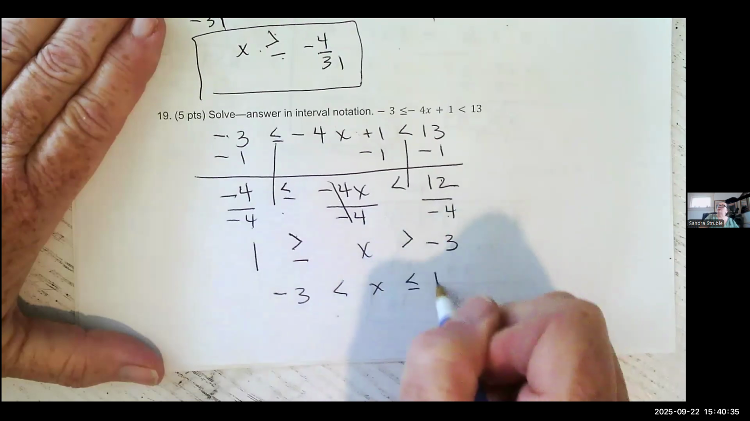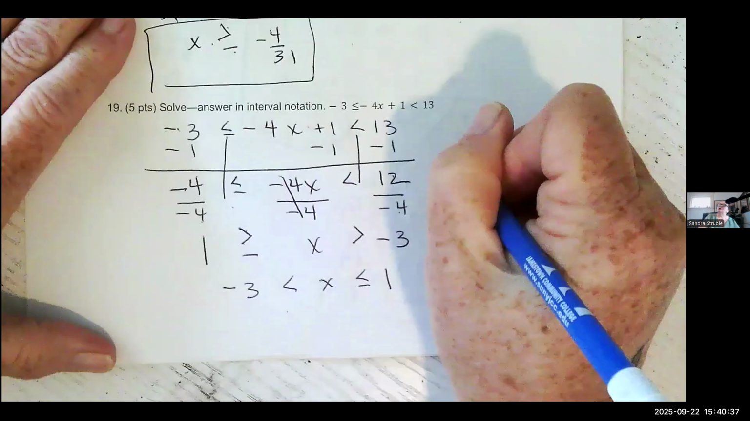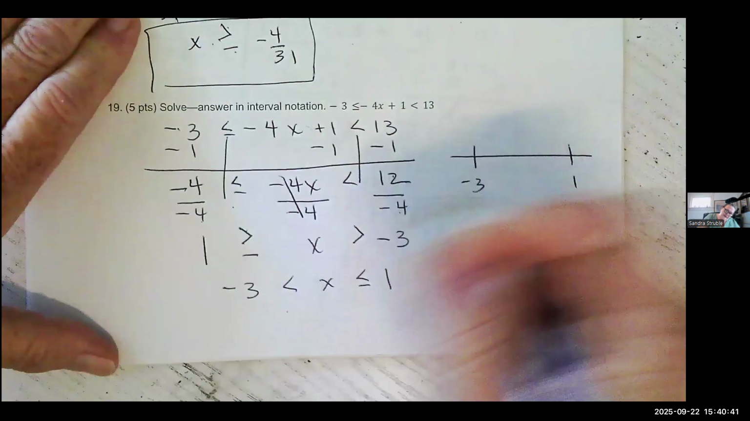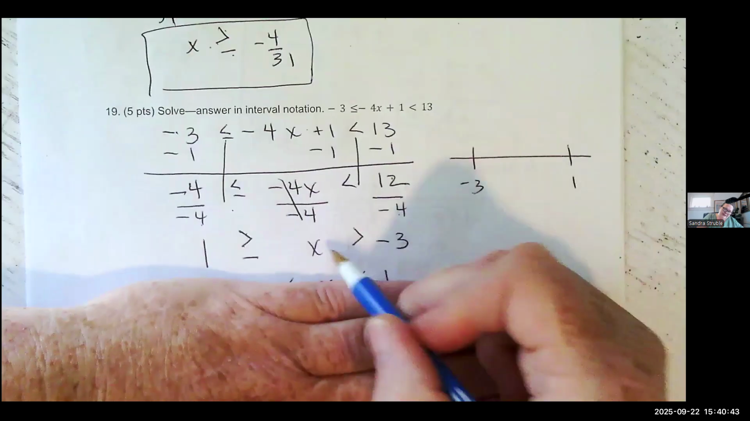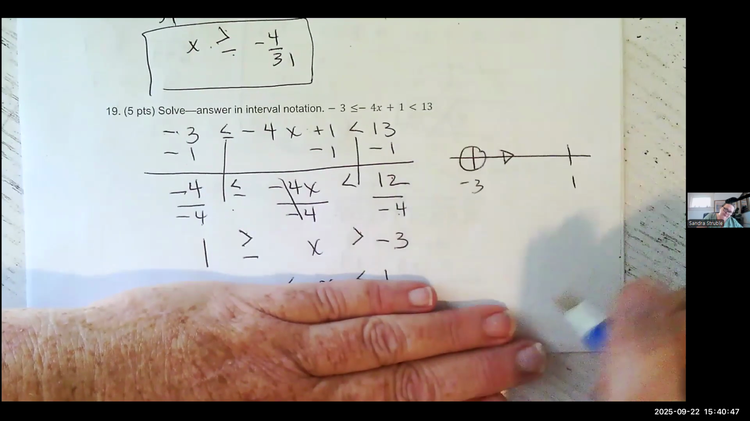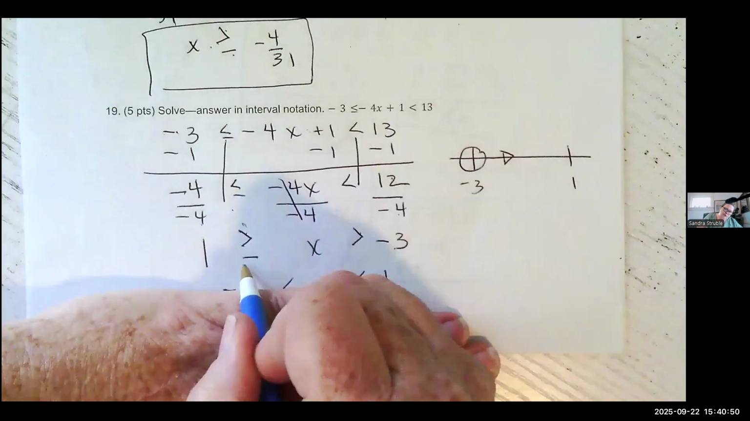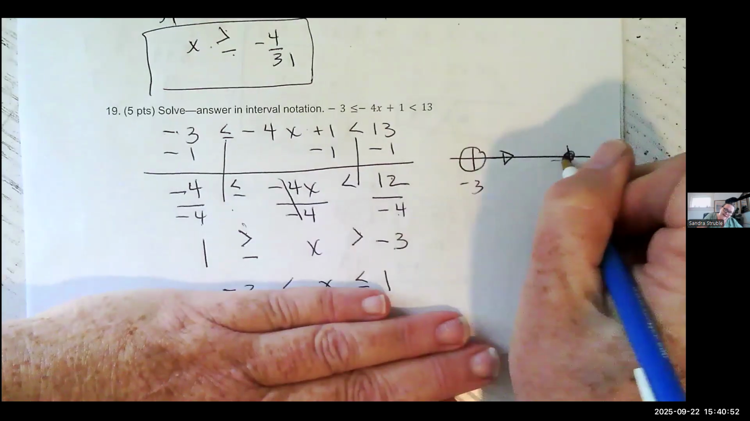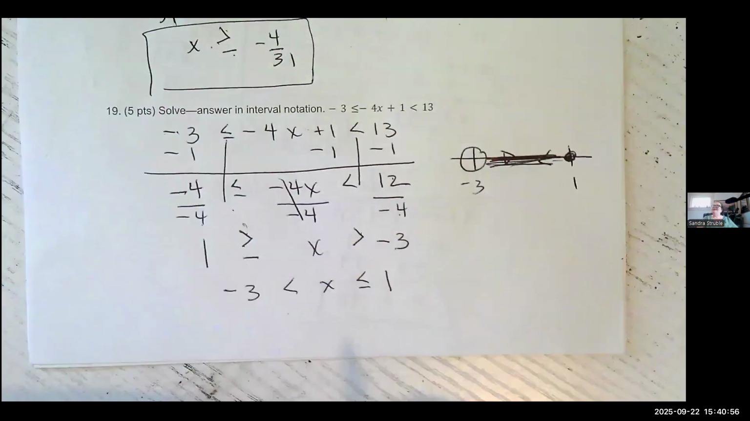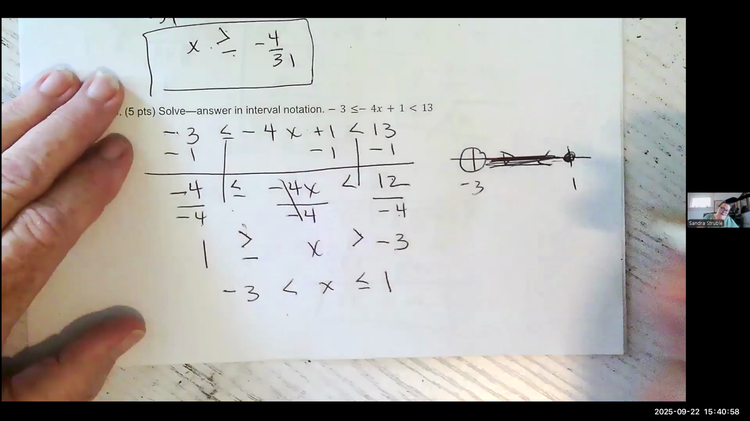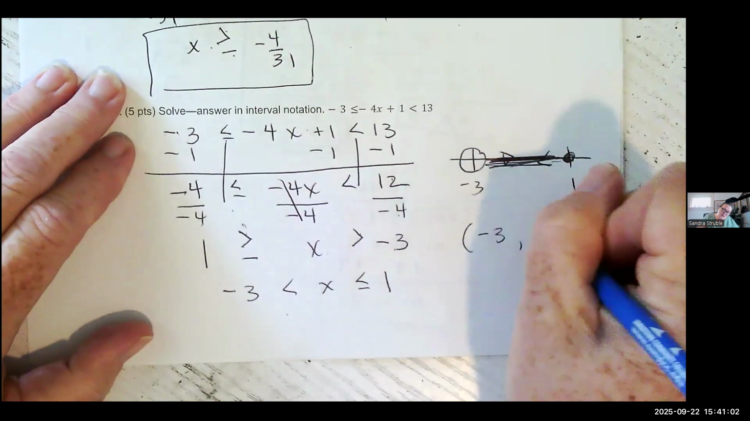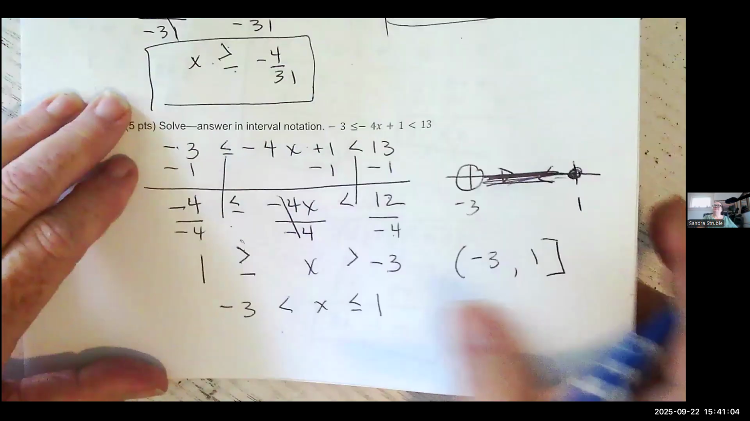And I always like to write this to make me not so crazy. Use a number line, negative 3 and 1. Even if you did it this way, you can see that x is greater than negative 3, so it's this direction. And x is less than or equal to 1, dot, less than. So it's all the numbers in between, and I knew that because x is in between them. So to write in interval notation, it would be parenthesis, negative 3, comma 1, bracket. There's your answer.